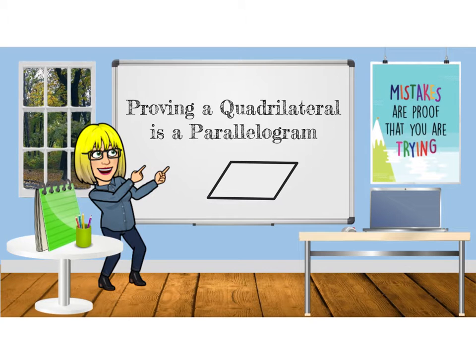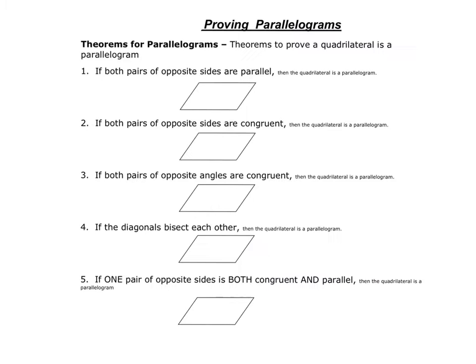Hello! In this video, we will be proving a quadrilateral is a parallelogram. There are 5 theorems for parallelograms. Theorems to prove a quadrilateral is a parallelogram. The first one: if both pairs of opposite sides are parallel, then the quadrilateral is a parallelogram.